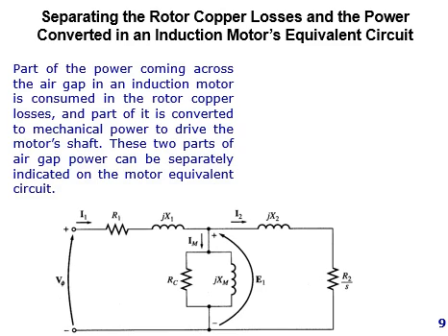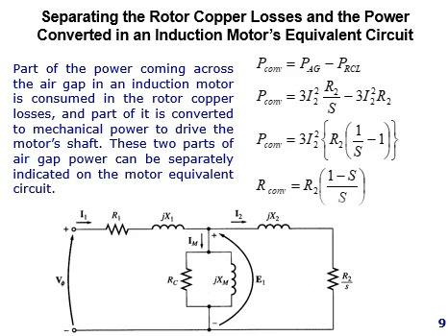Some part of the power coming across the air gap in an induction motor is consumed in the rotor copper losses, and some part of it is converted to mechanical power to drive the motor's shaft. These two parts of PAG can be separately indicated on the motor equivalent circuit. These are basically the converted power, and this is the air gap power.